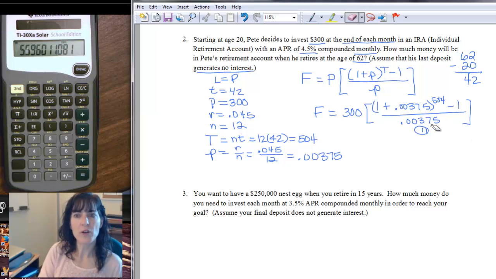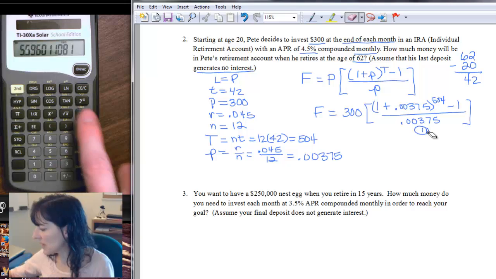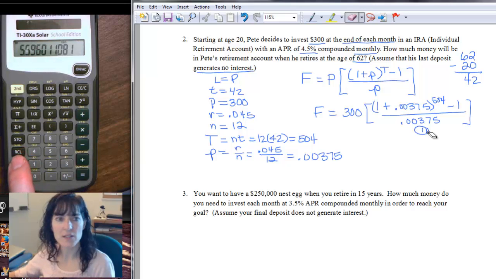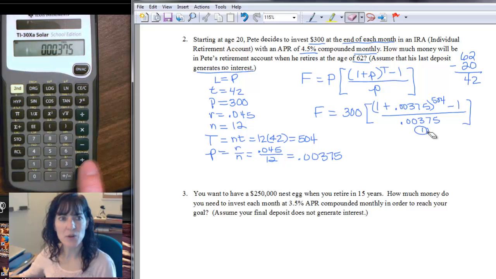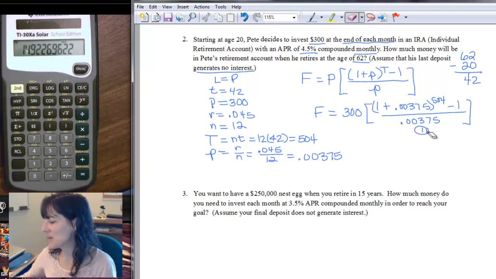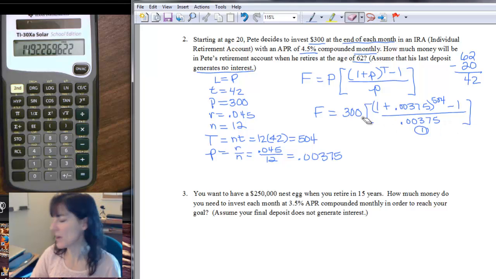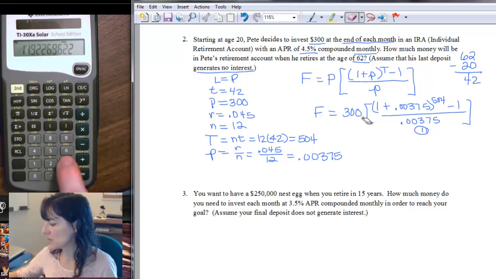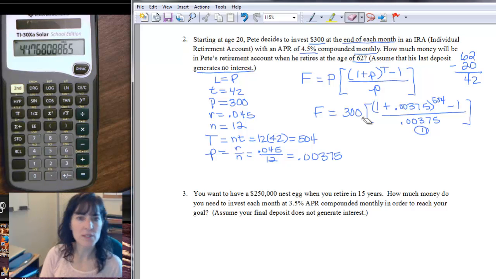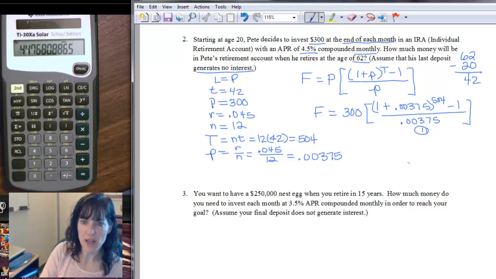That gives me now this whole numerator here, so I just need to divide by that 0.00375. So I'm going to divide by and then do recall. It has its own button on this calculator, so recall, and I push 1 because that's what I pushed before, and now you finally see, oh, it had it. It stored my number, and then push equals. And now I have this whole big parentheses part, and I just need to multiply by the 300, so times 300 equals, and I finally have my F.